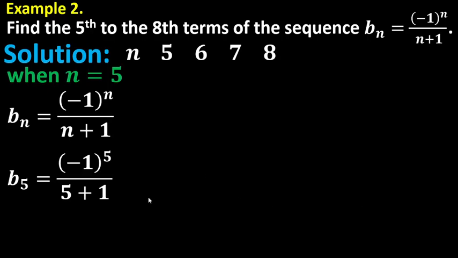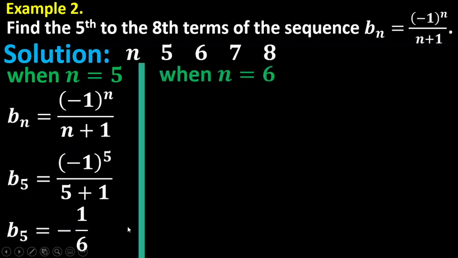Okay. So, in this case, negative 1 raised to 5. 5 is an odd number. Therefore, negative 1 raised to 5 is negative 1. 5 plus 1, that is 6. So, the answer is negative 1/6. Tama? So, ibig sabihin, the fifth term of the given sequence using the general term is negative 1/6. Ito yung panglimang term.